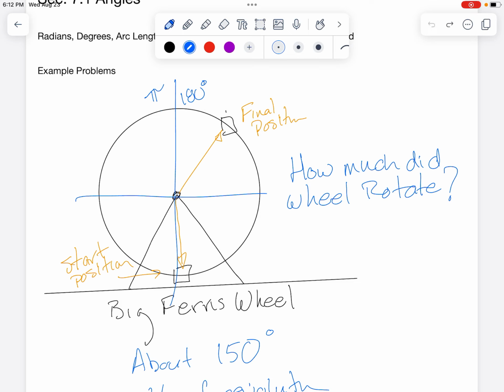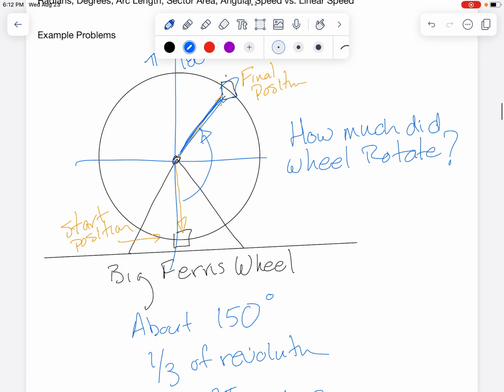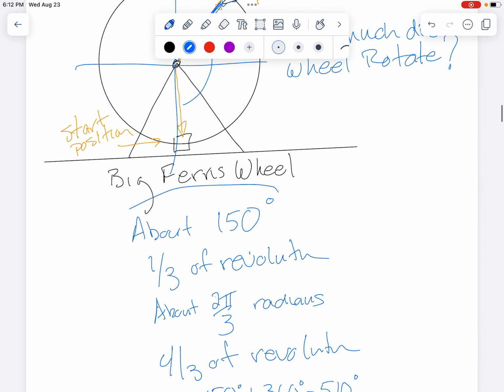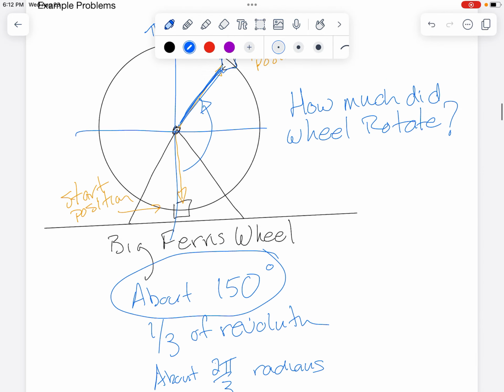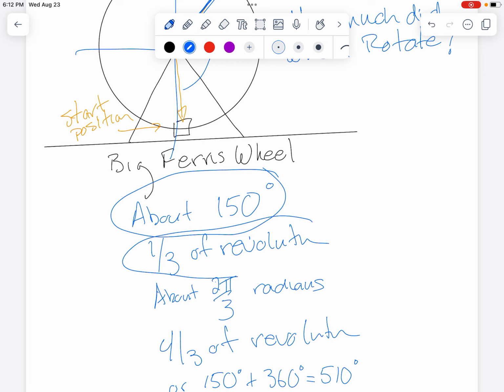So we're going to talk about radians and degrees more in a little bit. But you can kind of estimate this angle from here to here is less than 180, so maybe it's about 150. Or maybe you could say it looks like it's about a third of a revolution. And if it's a third of a revolution, it's about 2/3 pi, or 2 pi over 3 radians. And so these are just estimates, but we can describe the distance of revolution in any of those three ways.